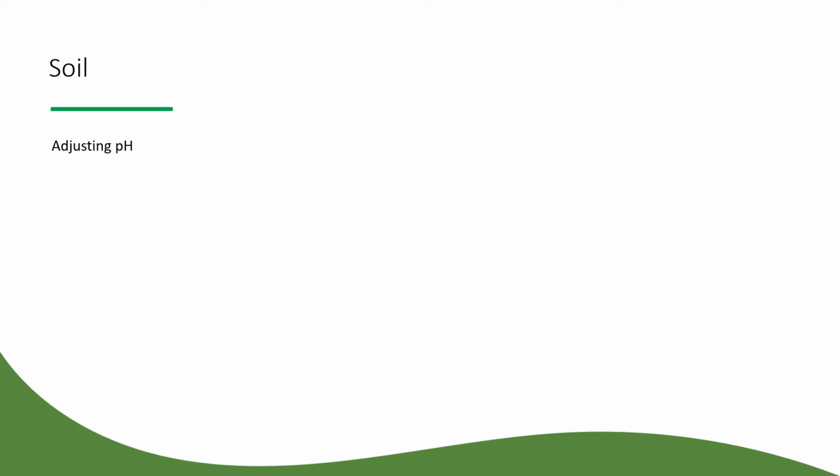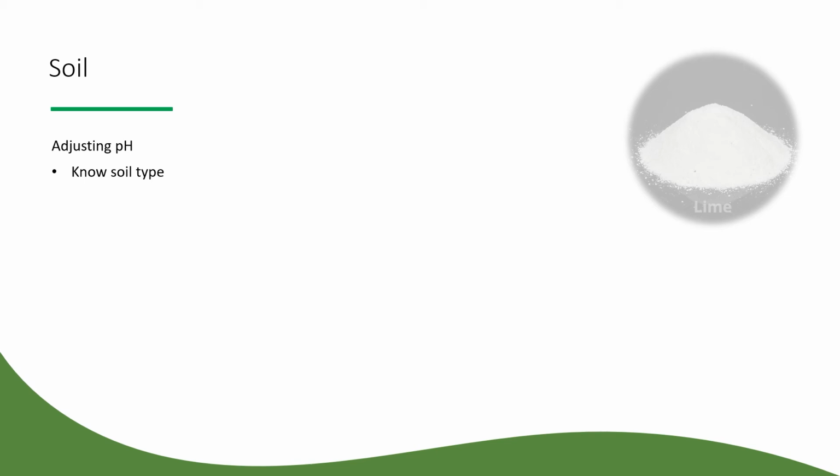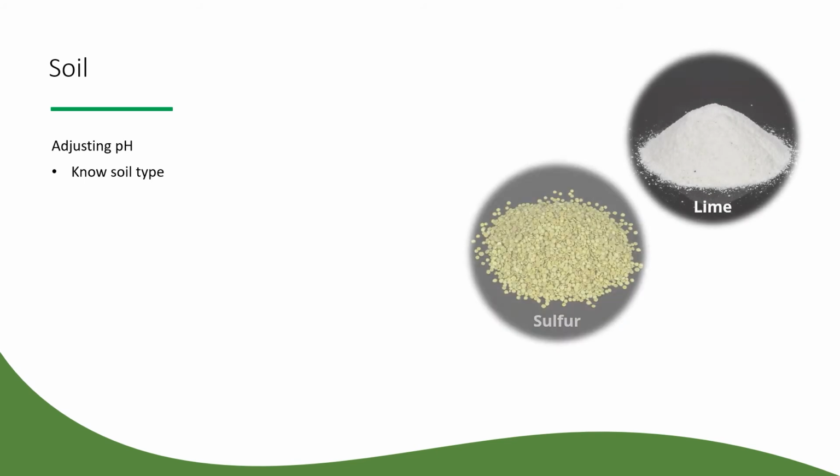Adjusting soil pH. Before you can adjust your soil pH, you should know your soil type: sand, silt, clay, or loam. Your soil type can affect the quantity of pH amendment, lime or sulfur, you use. You should also be aware that it takes a lot of amendments to change pH.